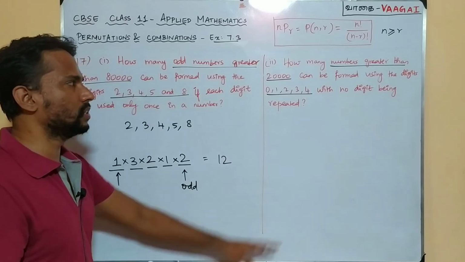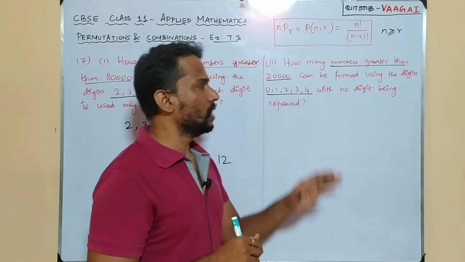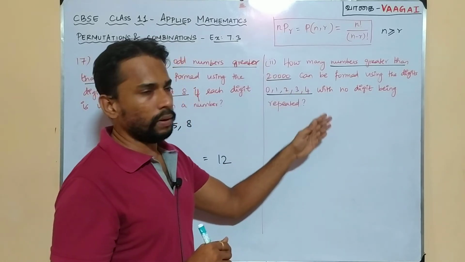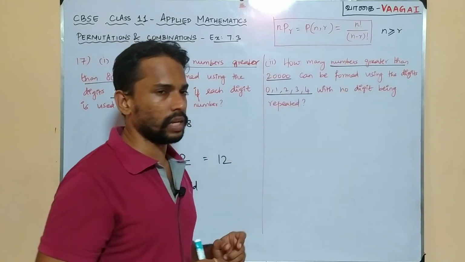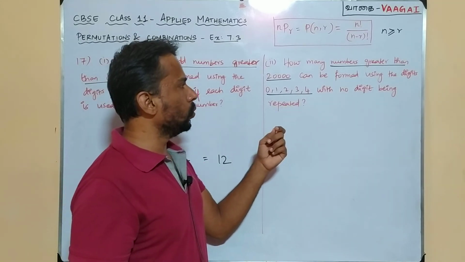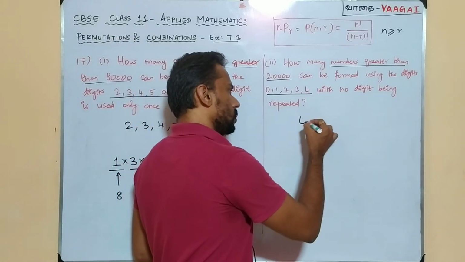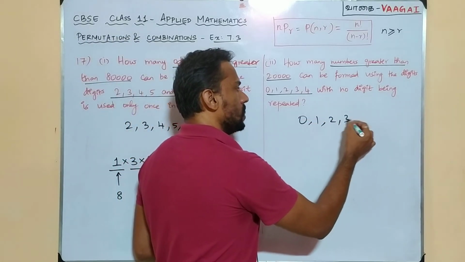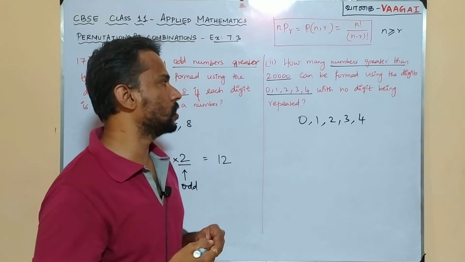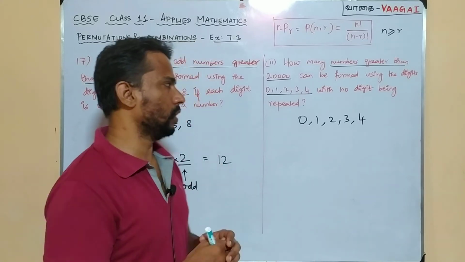I hope you are clear with this. Yeah, we have got another similar question here. Let's try this question also. Second subdivision: how many numbers greater than 20,000 can be formed using the digits 0, 1, 2, 3 and 4? Let's note it: 0, 1, 2, 3 and 4 with no digits being repeated. That means the digits are not allowed to repeat. This is going to be the question.